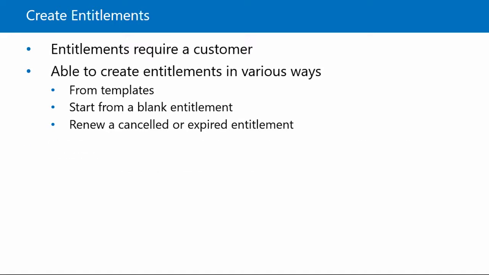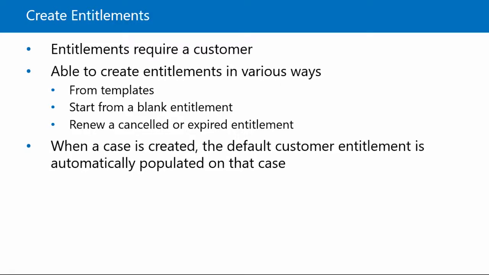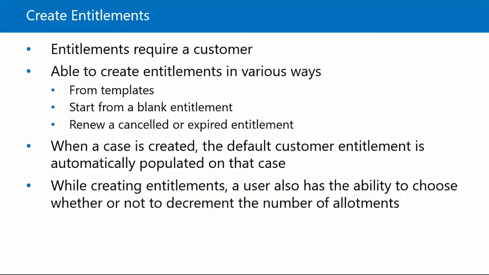Now, when a case is created, the default customer entitlement can automatically be populated on that case as long as it is enabled in the system settings. Also, keep in mind the entitlement will not populate the case until you save it. And lastly, while creating entitlements, a user also has the ability to choose whether or not to decrement the number of allotments, and this can be managed directly from the case record. In other words, as you're working with a case that's tied to an entitlement, if you decide that, for whatever reason, say for customer satisfaction purposes, you do not want to decrement the entitlement on that specific case, you can choose that.